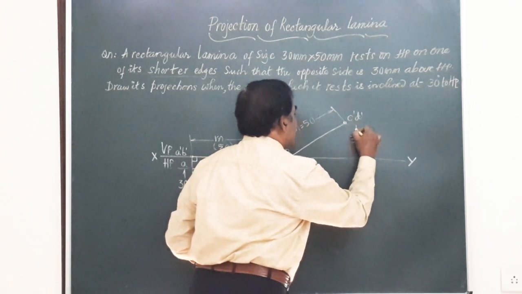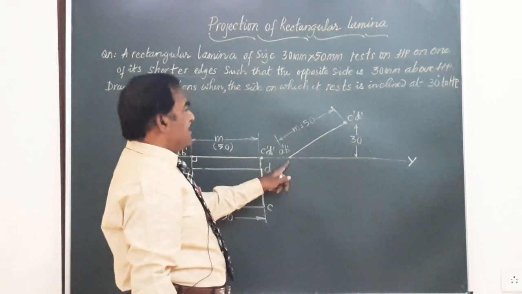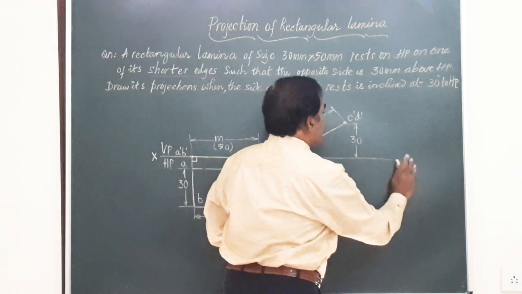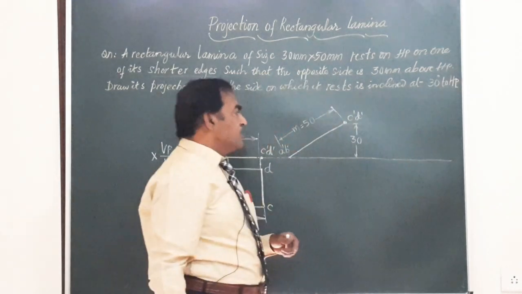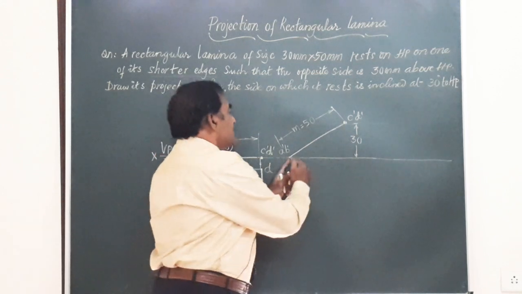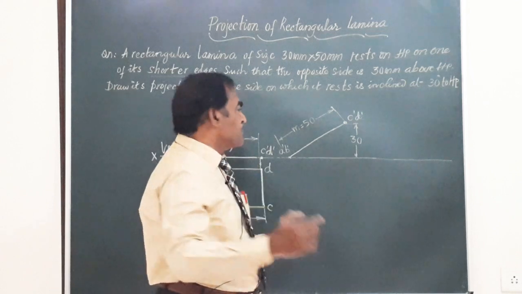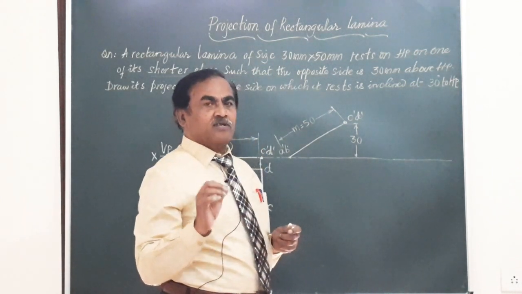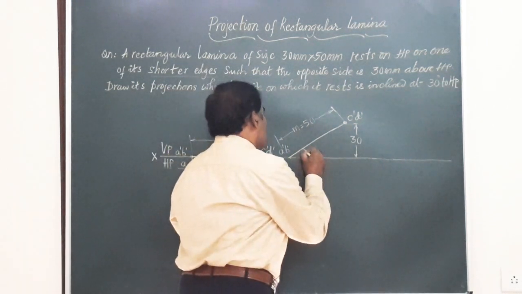So I will mark the height: the edge CD, opposite to the side AB on which the lamina rests, is 30 mm from XY. Friends, here in this question, they can also ask you to find out what angle the surface of the lamina makes. Because this line has got 4 points, it represents a rectangular surface, and if you measure this angle, this will give you the inclination of the surface of the lamina with HP. If it is asked, you can also find out this.